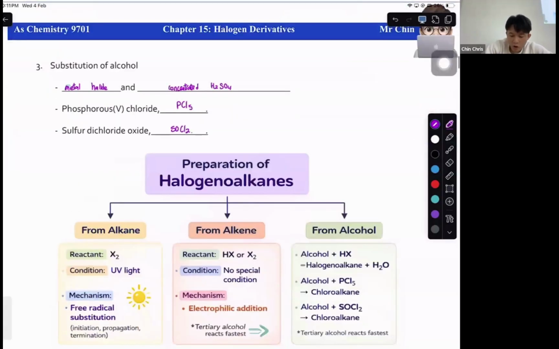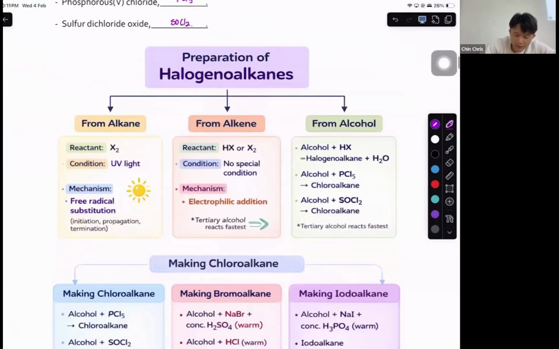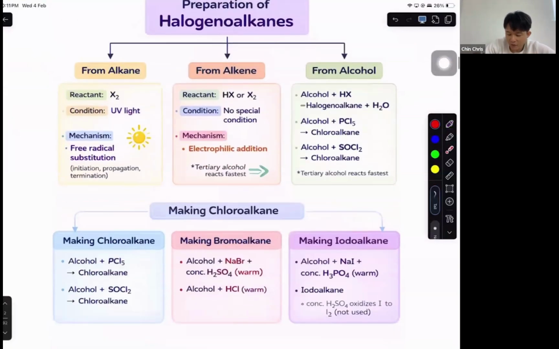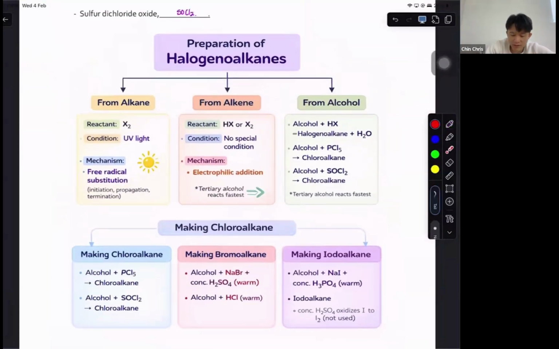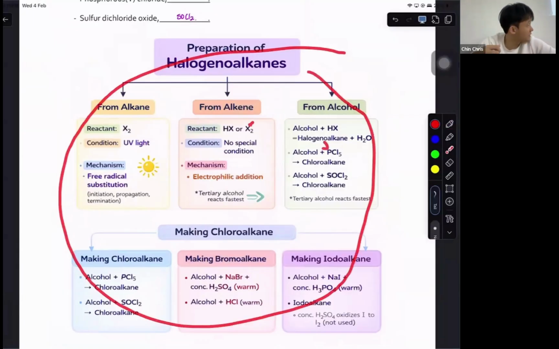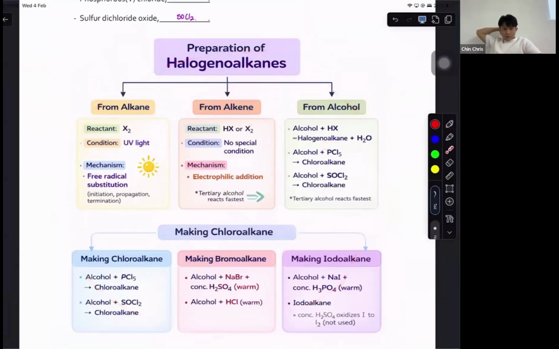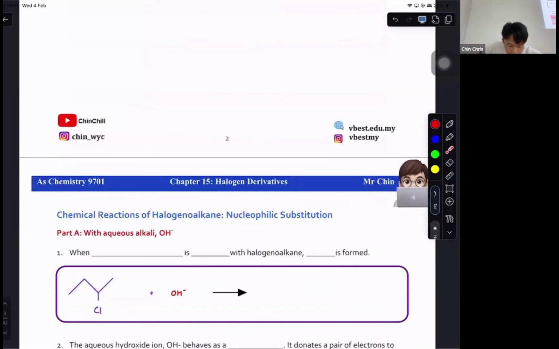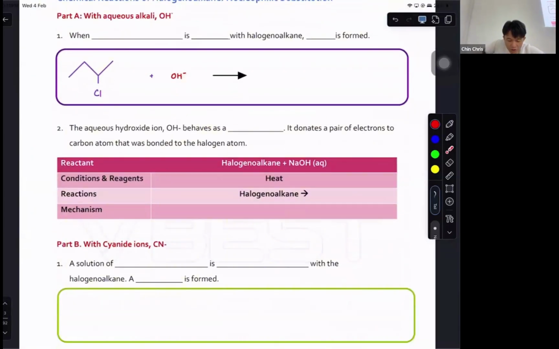All right, guys, next. So preparation of halogenoalkane. I already have a summary for you guys. This entire thing you can just read it. That summarizes all the preparation. But eventually we're gonna cover each and every one in detail. So I just put it here as a summary for you guys. You can just read it. Okay, so now let's move on to page 3.